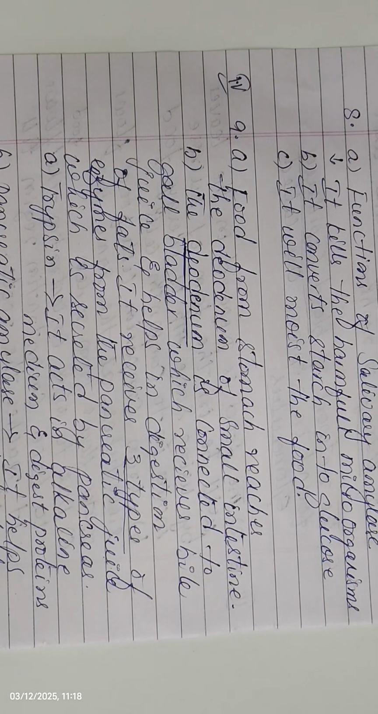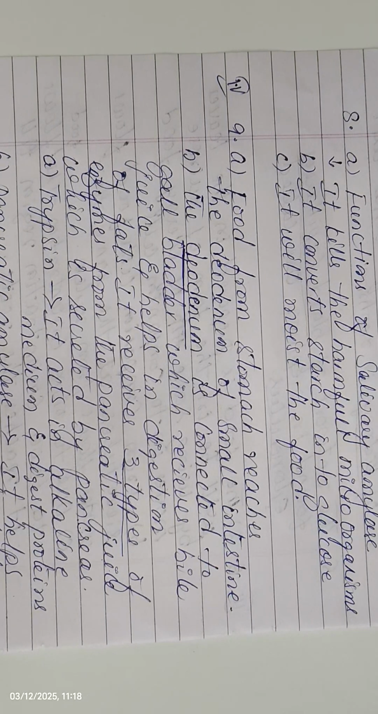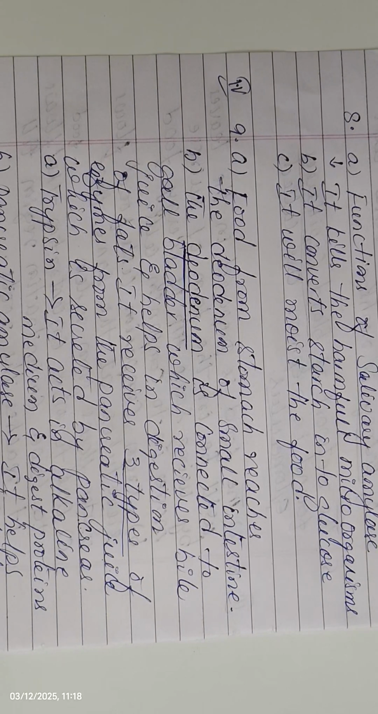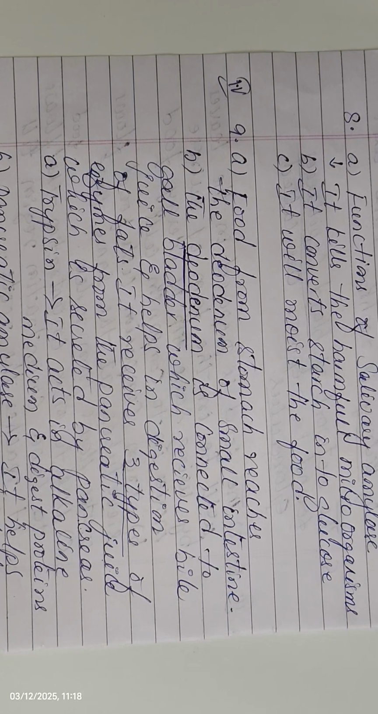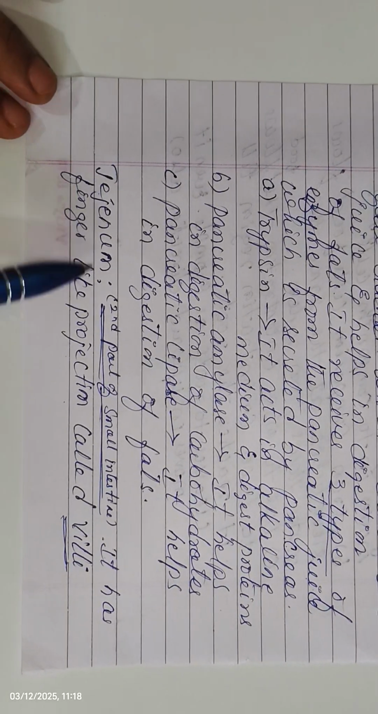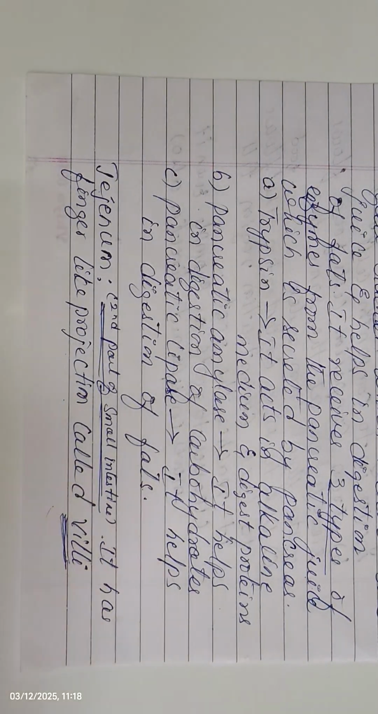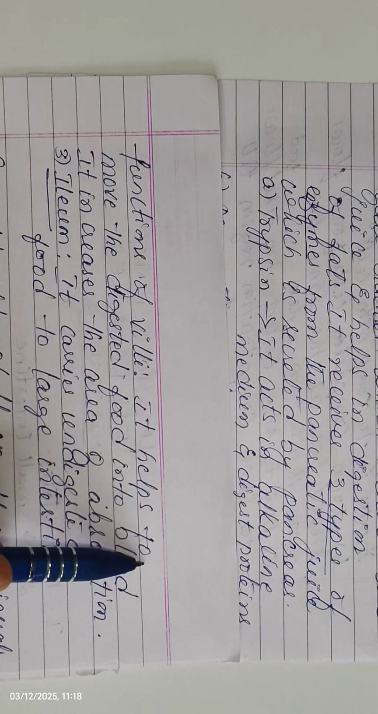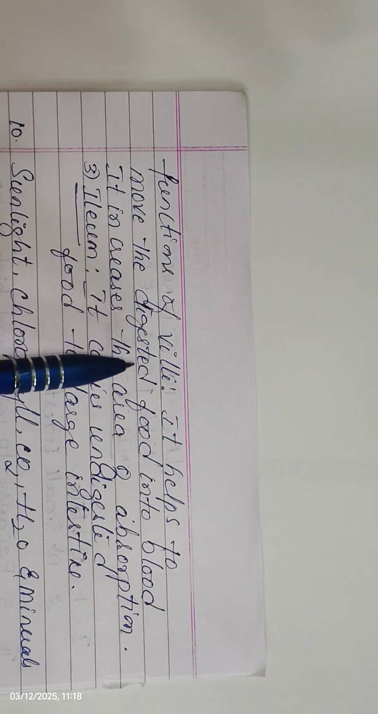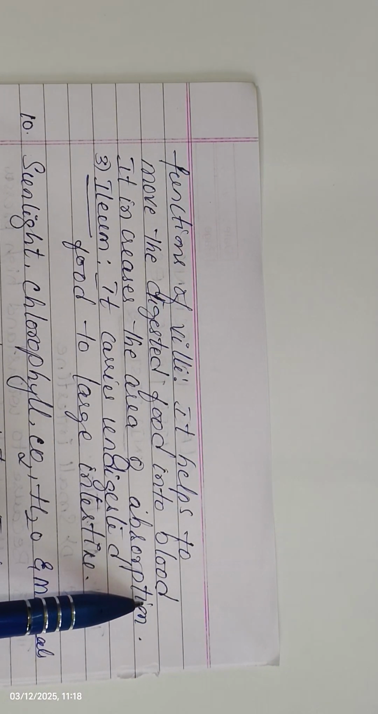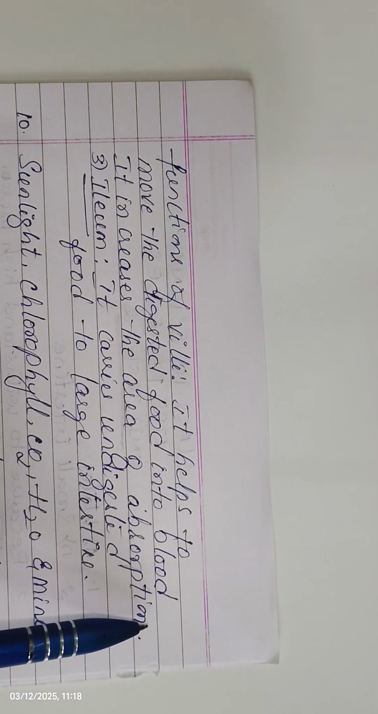Now the second part of the small intestine, that is the jejunum. Jejunum has finger-like projections. You already know what the finger-like projections in the small intestine are called? They are villi. Jejunum is the second part of the small intestine which has finger-like projections called villi. The function of villi is to help move the digested food into the blood. It increases the area of absorption. So this is in the second part of the small intestine.